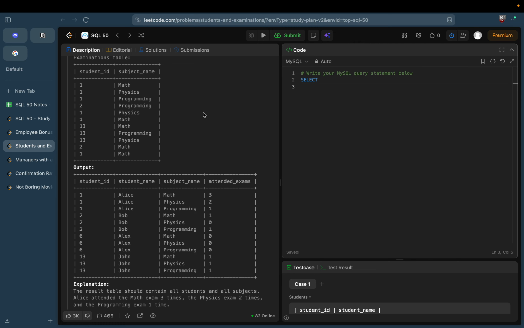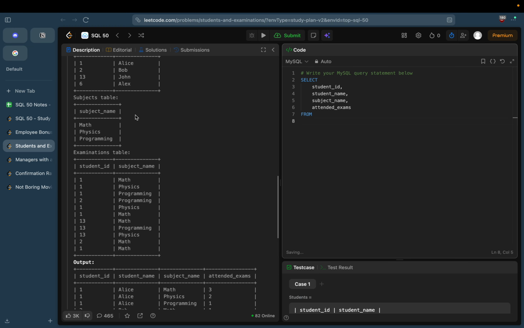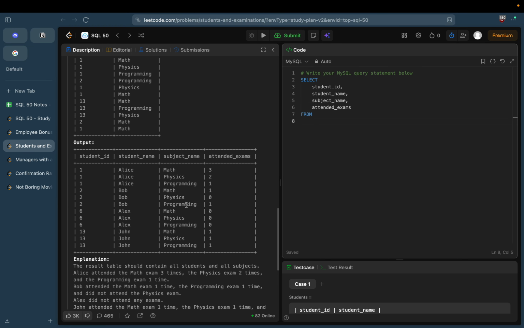Let me put the select statement and the various columns to be selected. This is not an intuitive column, attended exam. This is something that we'll have to calculate. We'll move to that. But first of all, as my intuition went, we would want a cross join of the first 2 tables so that we can get something of this sort and then we can populate attended exams.